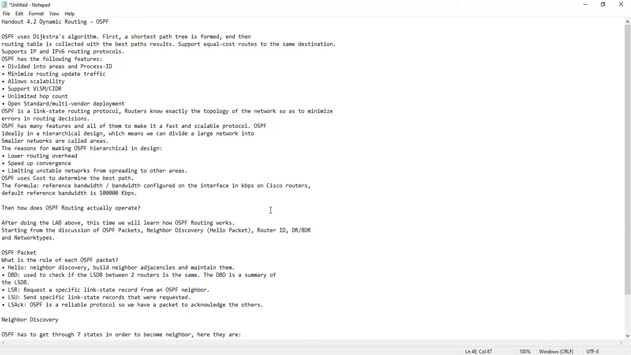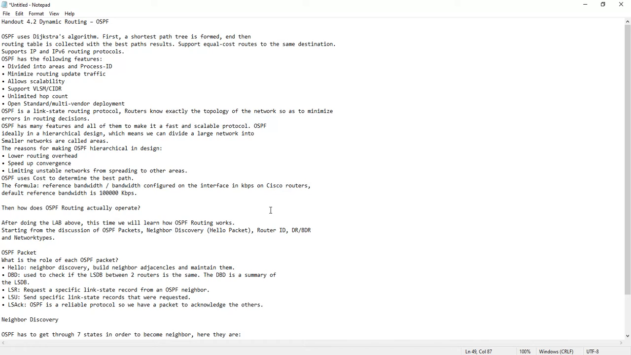So OSPF has the following features. The first is divided into areas and process ID, and second is minimize routing update traffic. Third is scalability. The fourth is support for VLSM or CIDR. The fifth is unlimited hop count. The sixth is open standard multi-vendor deployment.